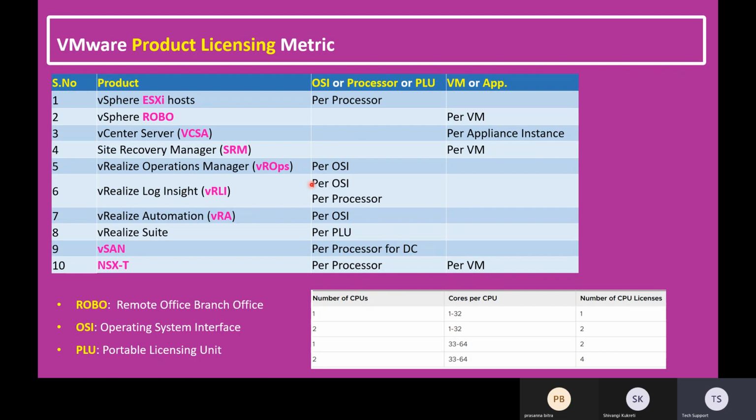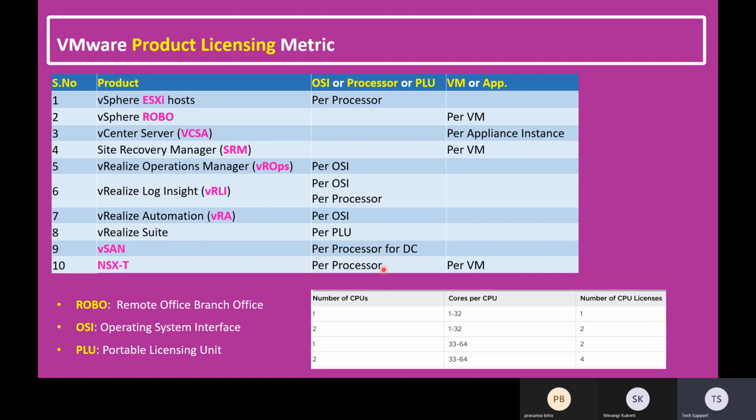And vRealize Log Insight also has two options available. Either you can buy OS based or you can buy processor based. And vRealize Automation is also per OS interface based. And vRealize Suite is nothing but a group of products. Normally vRealize Suite comes by default with 5, 6, 7 products like vROps, vRLI and vRA. These three products are always combined in the vRealize Suite, and this is also per PLU basis. PLU means portable license unit. And vSAN is per processor for data center. Each data center based on per processor, we need to buy the additional license along with ESX and vCenter.